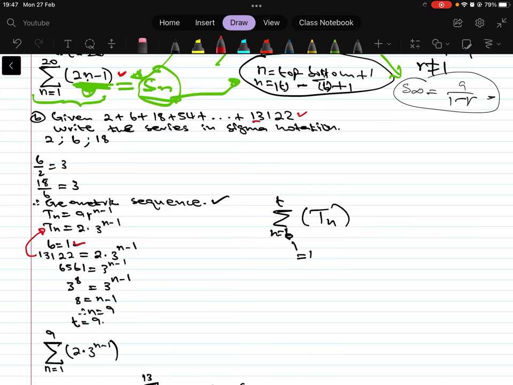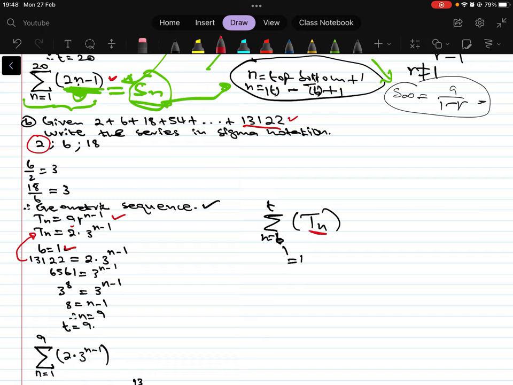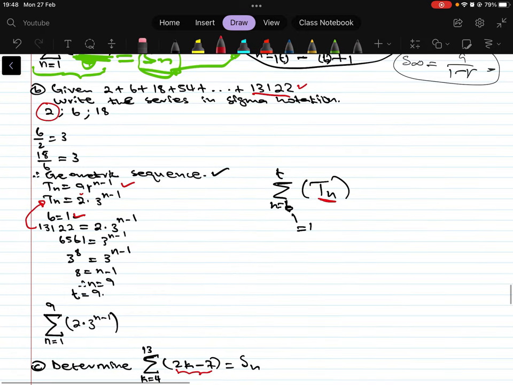The last term is actually 13122. We also need to get the position of that, but for us to be able to get the position of the last term, we actually need the general term. So we will start with the general term. Because it's a geometric series, that's the equation that we are going to use to get the general term. On that equation, our a is 2, which is the first term, and our r is 3, the common ratio. Now that we have the common ratio and the first term, we know what our general equation is.